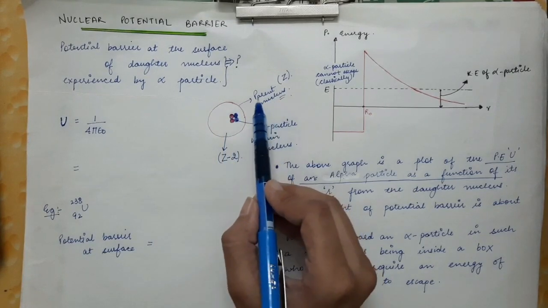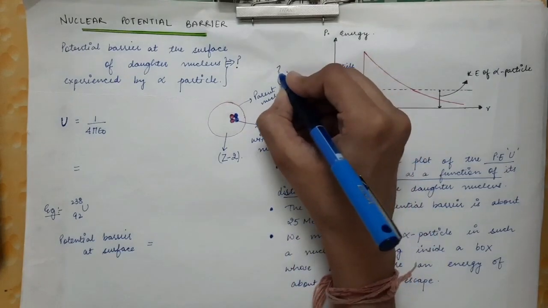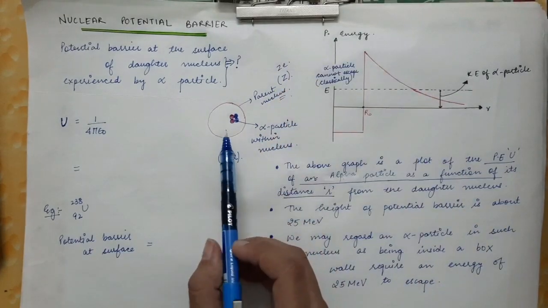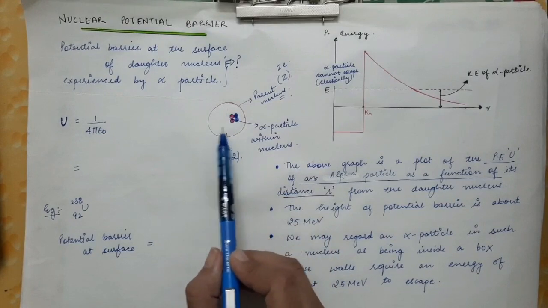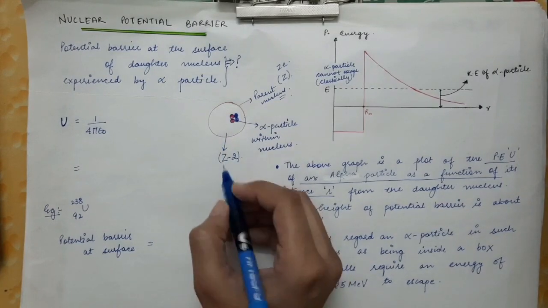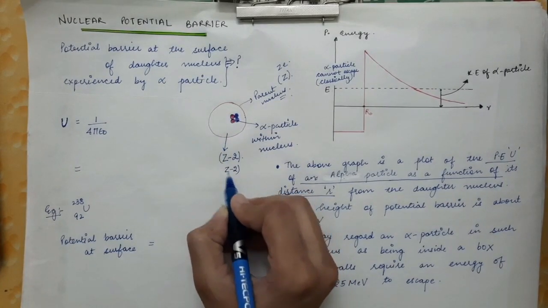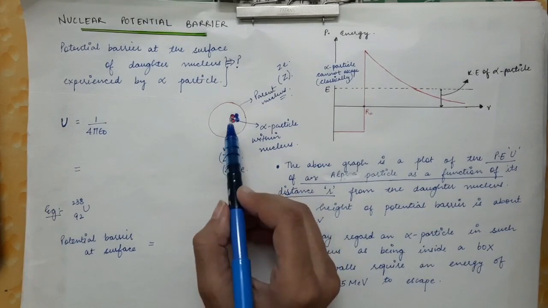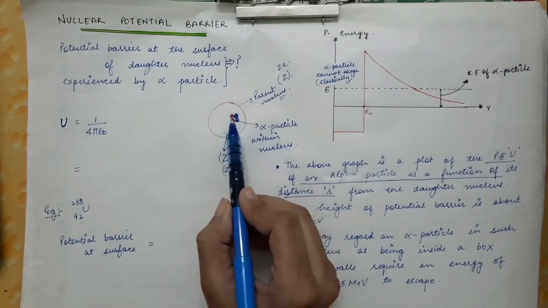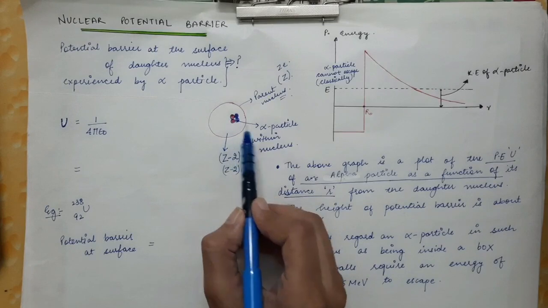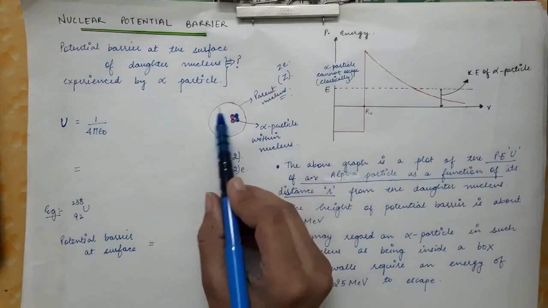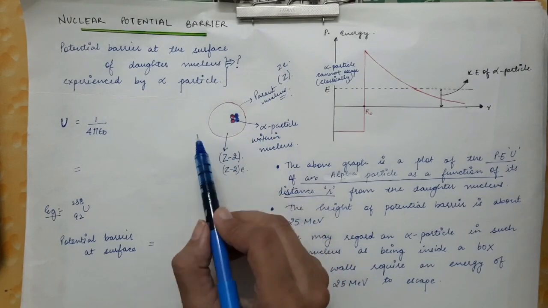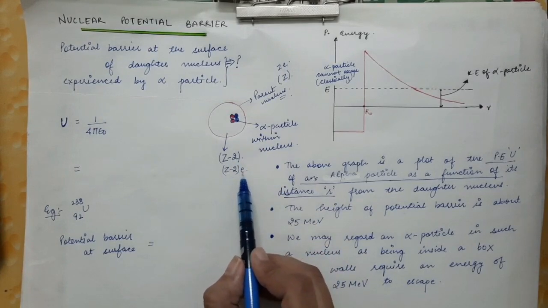So the charge on the parent nucleus is equal to Z into e, and the charge on the remaining protons will be equal to (Z minus 2) into e. So 2 protons have been clubbed with the alpha particle. So 2 protons club with 2 neutrons and they make up the alpha particle. So the remaining charge on the nucleus will be (Z minus 2) into e.